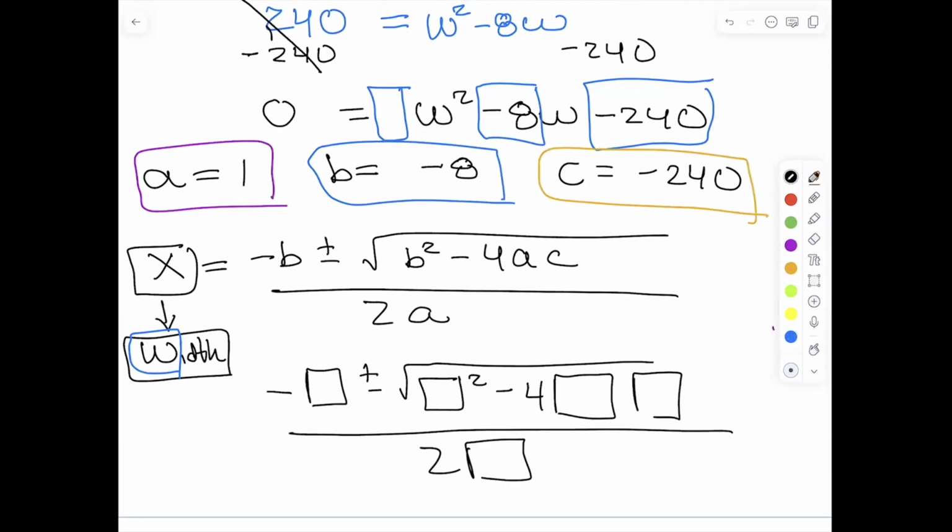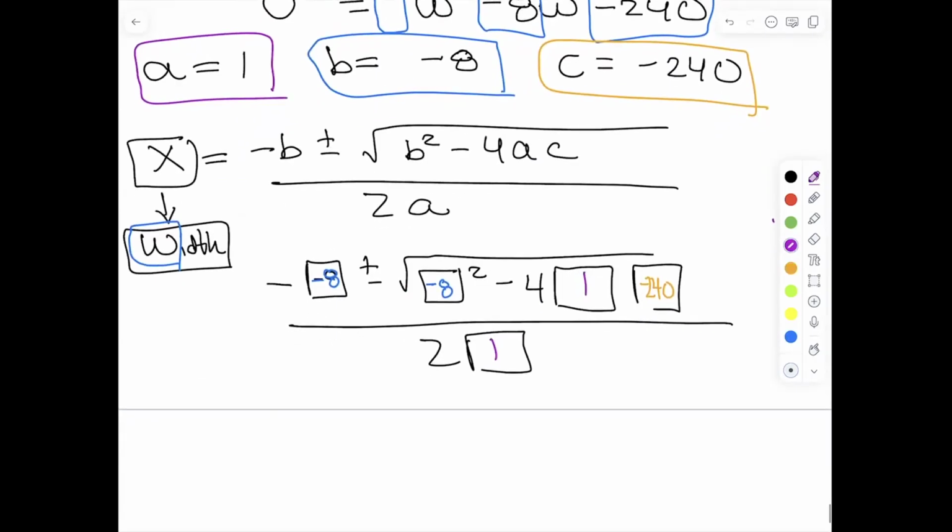So having said that, B is -8. Well, let me put it in blue. B is equal to -8. A is 1. And C is -240. And A is 1. All right, so I got it there.